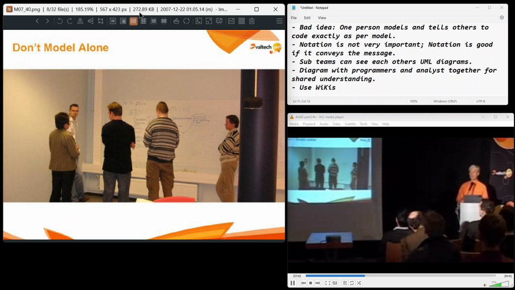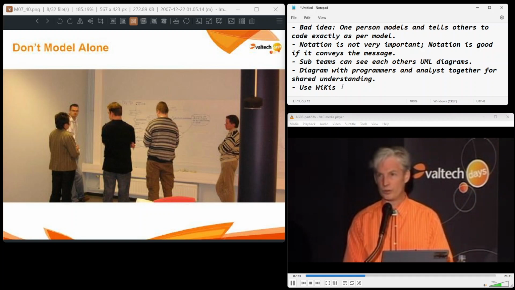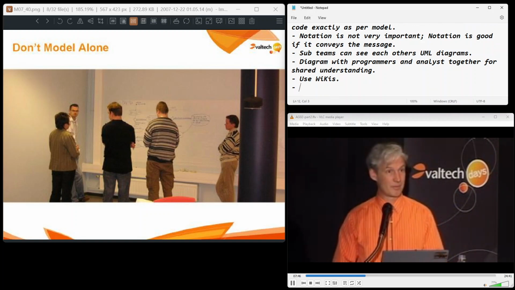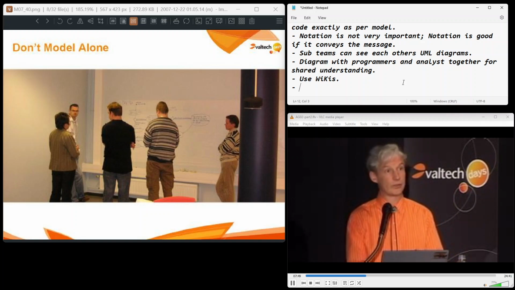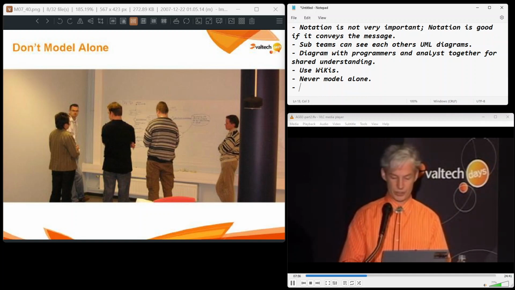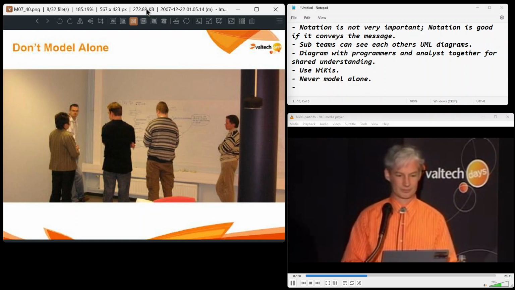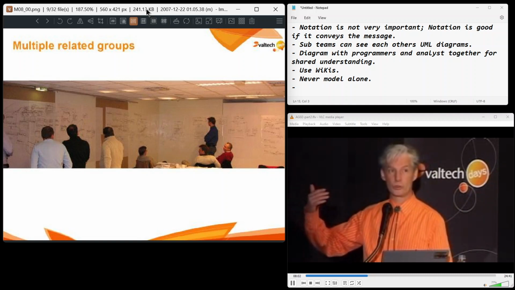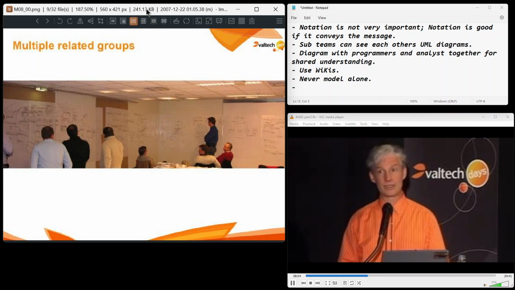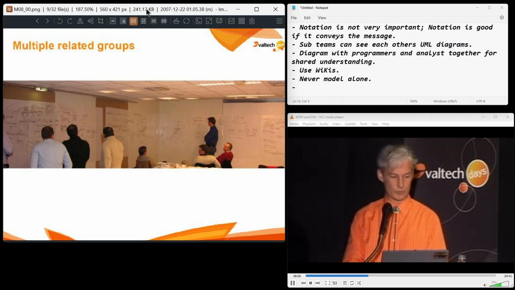A theme of Agile modeling is, if you are modeling alone, it's a mistake. We never model alone. We always model with at least one other person, and ideally a whole sub-team of 3 or 7 people working together in a shared conversation. And to reiterate, having multiple related groups modeling together in the same room.